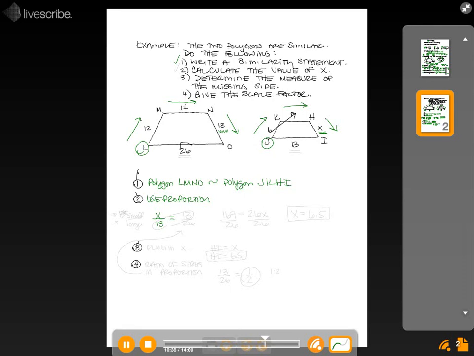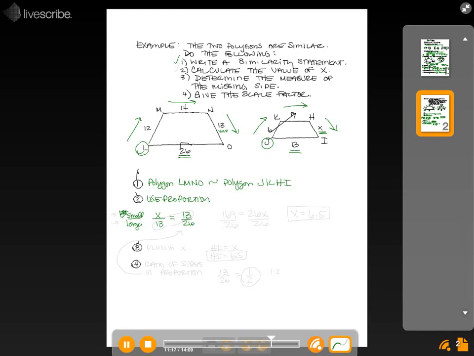equals, and now I can pick any other two sides that have numbers on them. I'm going to pick 13. Notice I went back to my first figure, my small figure. All right, small over the large. That's how we're going to set this up. So anything from the small polygon goes on the numerator, and anything from the large polygon goes in the denominator. 13 pairs up with 26. So we have 13 over 26. And again, small figure values are on the top in the numerator, large figure values are in the denominator.